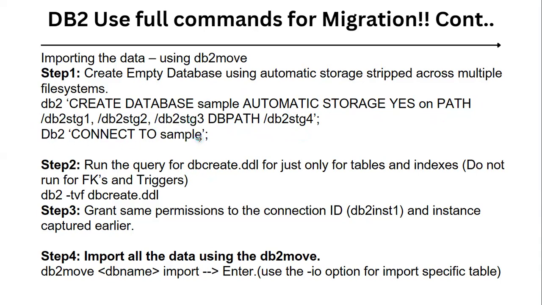Once the database is created, run the query from the DB create. So what you need to do before you create the database objects is segregate the triggers and foreign keys. Keep foreign keys and triggers separate. Just create the database and database objects. Grant the same permission which we took in the previous slide, so that you make sure your ID has the same permission which is there in the source and target. Then you need to import the data.